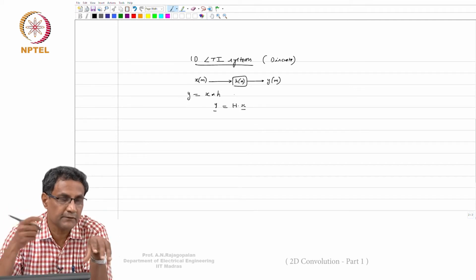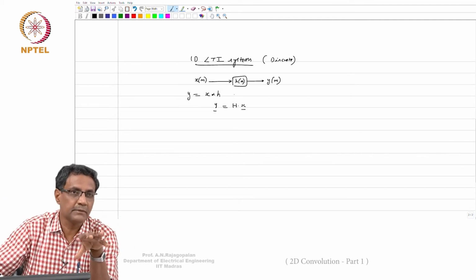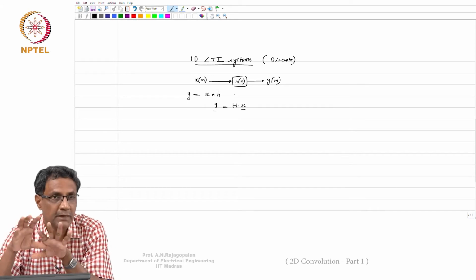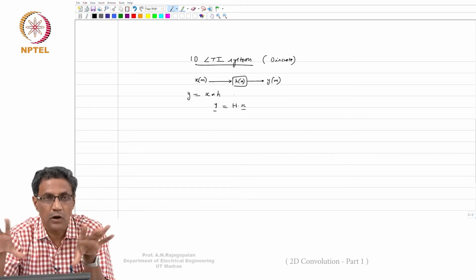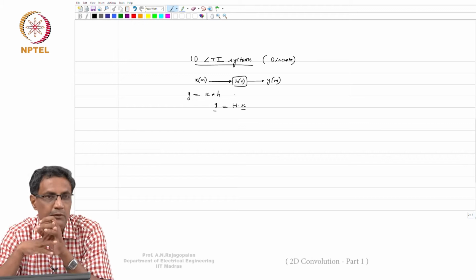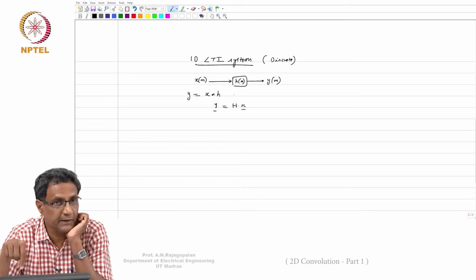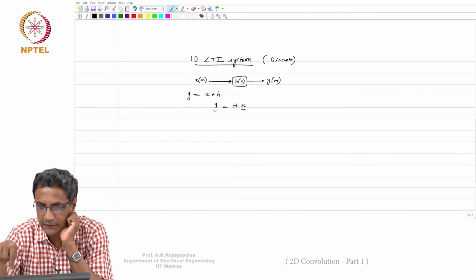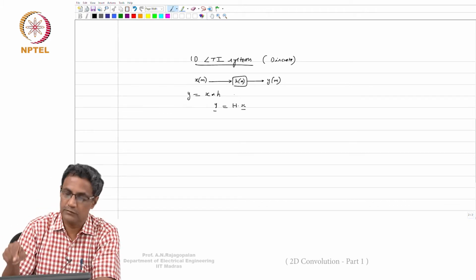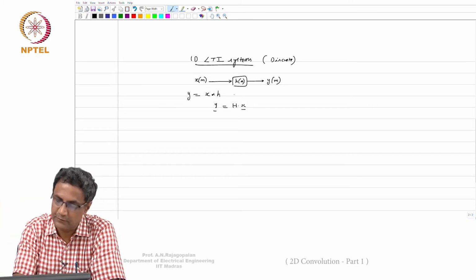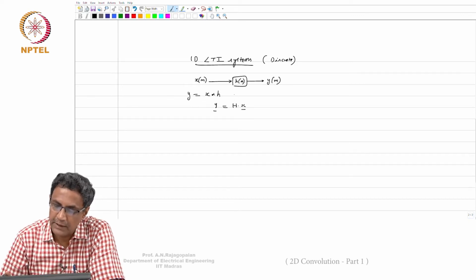Because it looks like I have an image here, and then the output is an image, and in between I have an impulse response. So how do I write the whole thing? How do I relate the input and the output? But prior to going there, if we can understand how we do it here, then we can borrow some of the ideas to understand what goes on in the 2D case.